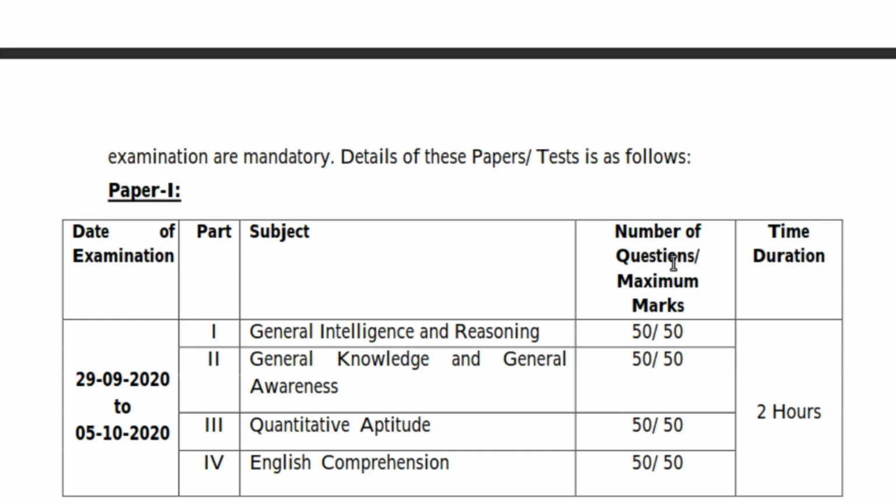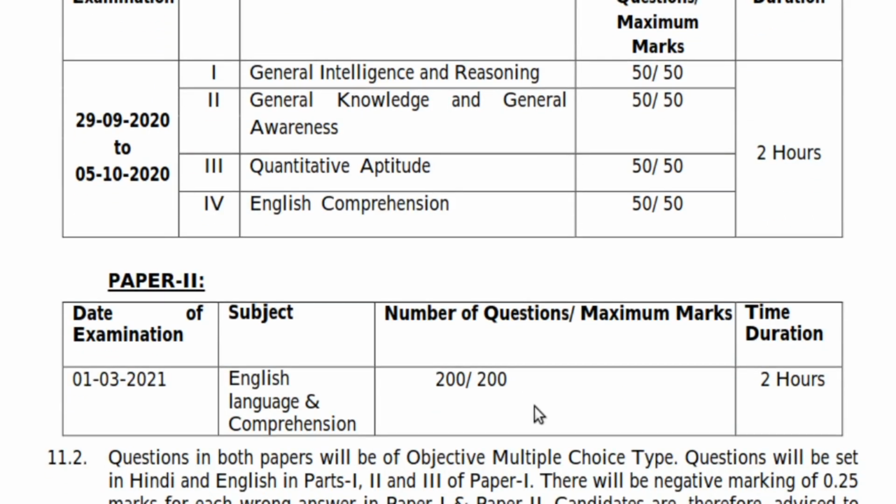As you can see here, number of questions and maximum marks: 50 questions with 50 marks, that is 1 question 1 mark. Paper 2 has English language and comprehension with 200 questions and 200 marks. The time duration given is 2 hours.